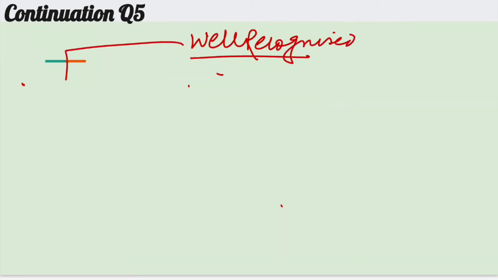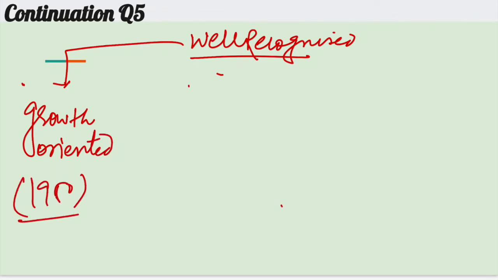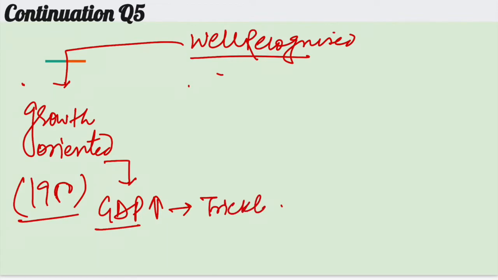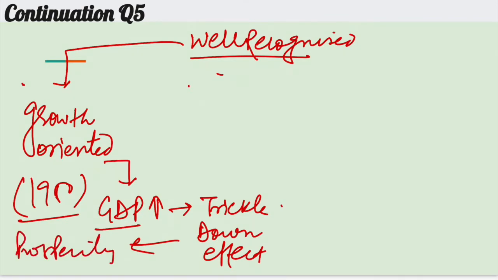Now the second part is how it is well recognized. Well recognized in the sense that you must be aware of the steps taken by the government in which they are addressing poverty and hunger. The very first thing is the growth oriented approach of the government since 1950. The growth oriented approach says that as GDP increases, the trickle down effect will be observed, and this trickle down effect will bring prosperity amongst all. However, it has not happened.